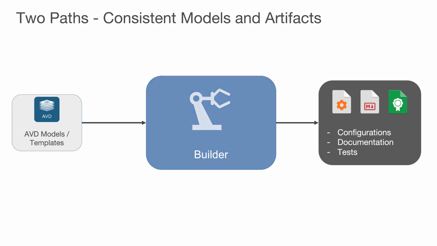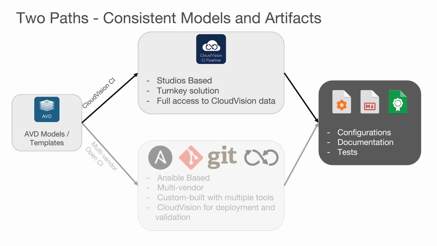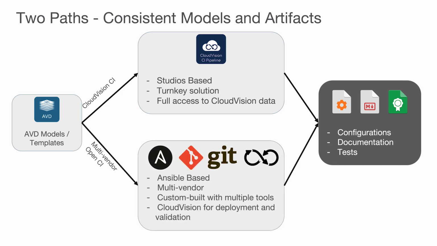When deploying AVD, we can adopt either of two paths. The first is using a CloudVision-based workflow and provides an easy-to-deploy system for automating the deployment of Layer 2 and Layer 3 leaf spines and EVPN networks. The second path would be as part of an OpenCI pipeline, leveraging multiple tools such as Ansible and Git. This route grants more flexibility and multi-vendor options, but also requires more development effort to get all the pieces integrated. In either case, we start from the same data models and output the same configurations, documentation, and other artifacts.